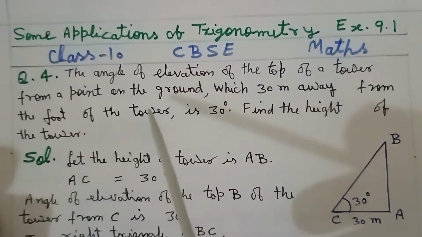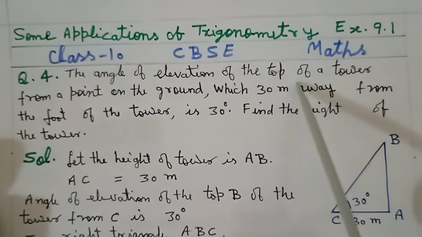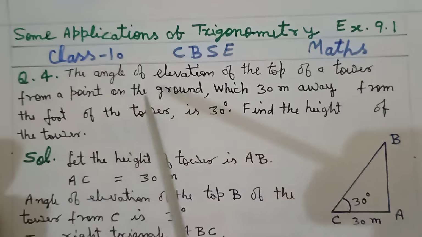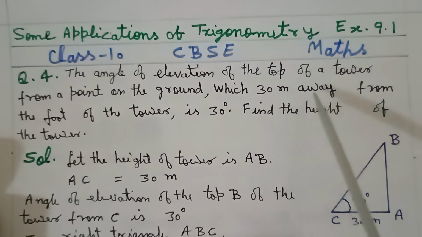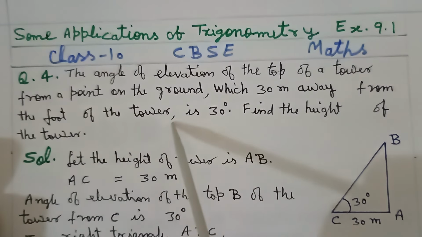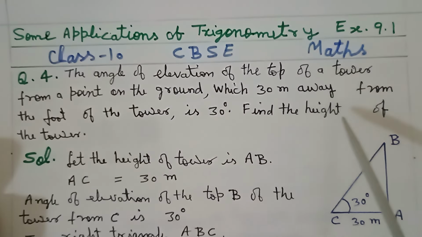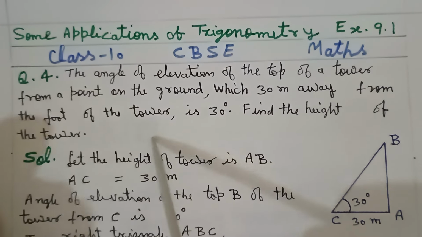Question number 4. The angle of elevation of the top of a tower from a point on the ground which is 30 meter away from the foot of the tower is 30 degree. Find the height of the tower. So solution.